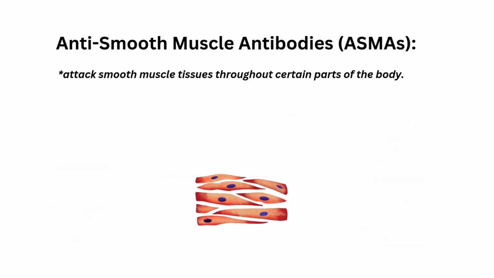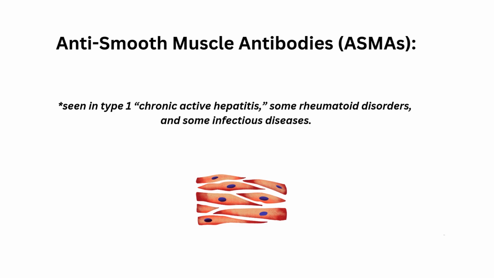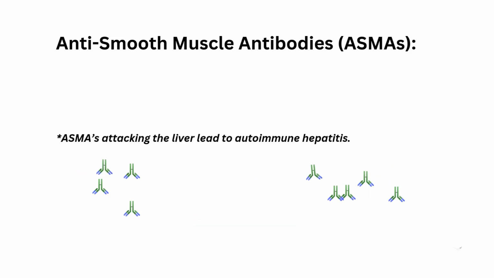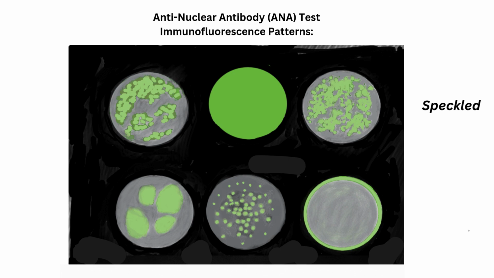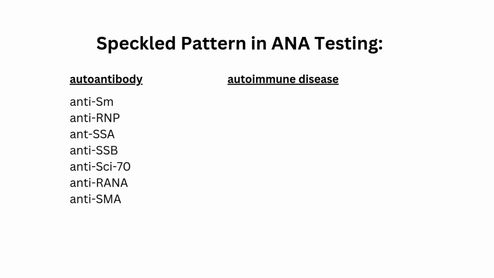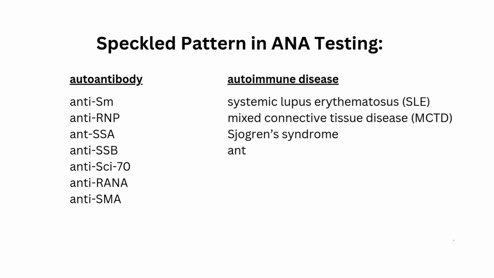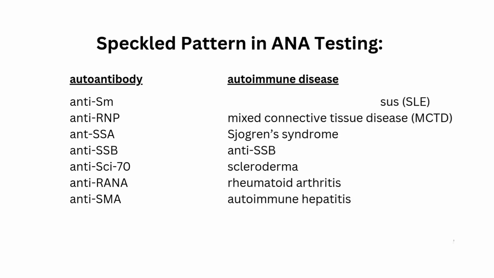Anti-smooth muscle antibodies attack smooth muscle tissues throughout certain parts of the body. They are seen in some cases of chronic active hepatitis, some rheumatic disorders, and some infectious diseases. When anti-smooth muscle antibodies attack the liver, this leads to autoimmune hepatitis. Immunofluorescent patterns in anti-nuclear antibody testing, or ANA testing, demonstrate a speckled pattern. As we can see, a speckled pattern in ANA testing might be helpful but not specific or diagnostic.